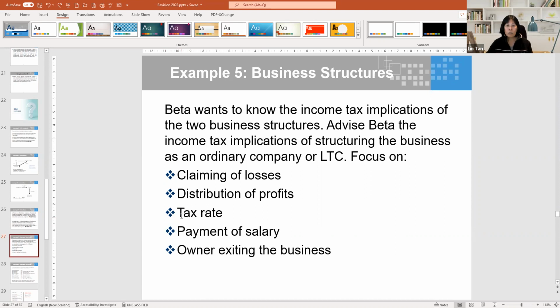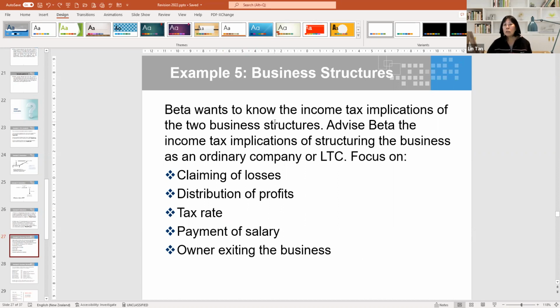Of course, if it's about tax rate, you should know by now that for the ordinary company, the tax rate is a flat rate of 28%, whereas for a look-through company, it depends on the marginal tax rate of the individual owners, because the income and expenses flow through to the different owners, right? So that will show you the differences between the income tax treatment.